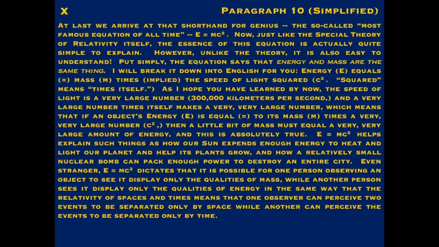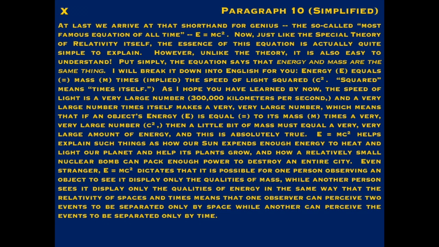At last, we arrive at that shorthand for genius, the so-called most famous equation of all time, E equals mc squared. Now, just like the special theory of relativity itself, the essence of this equation is actually quite simple to explain. However, unlike the theory, it is also easy to understand. Put simply, the equation says that energy and mass are the same thing.